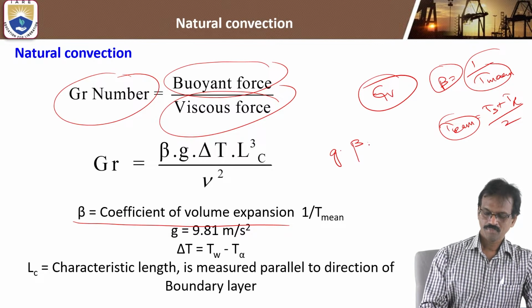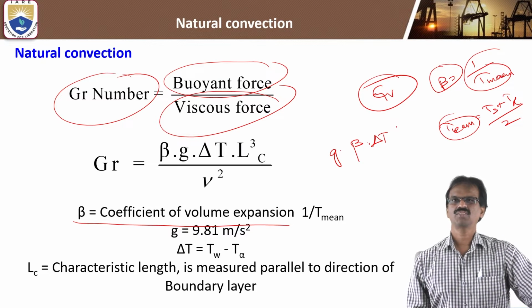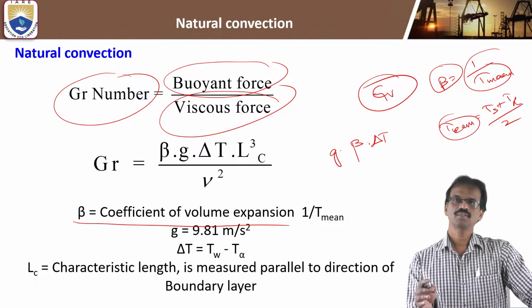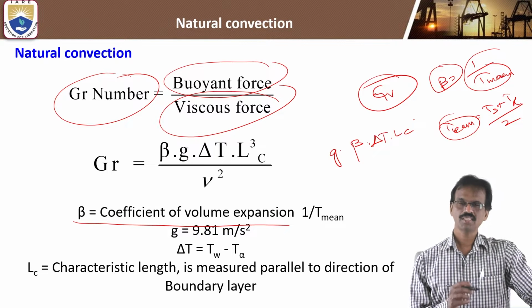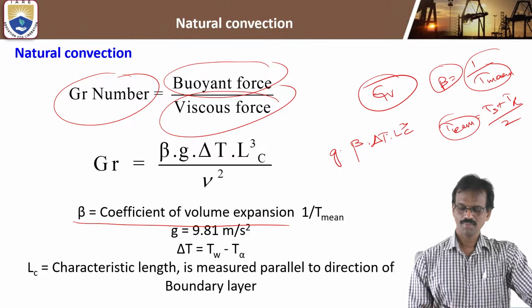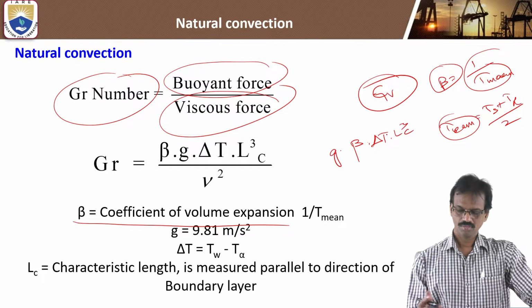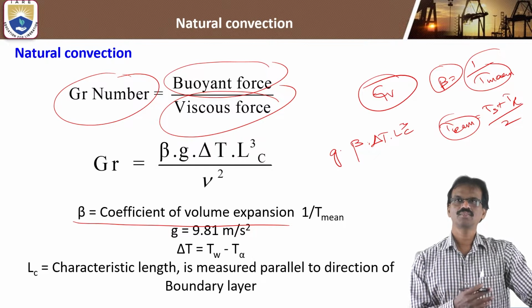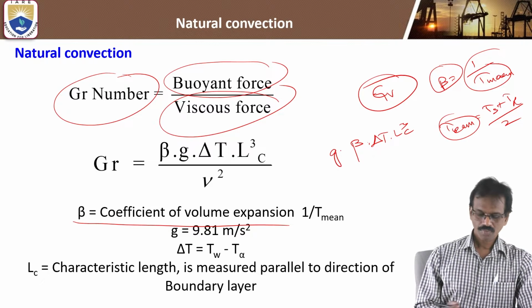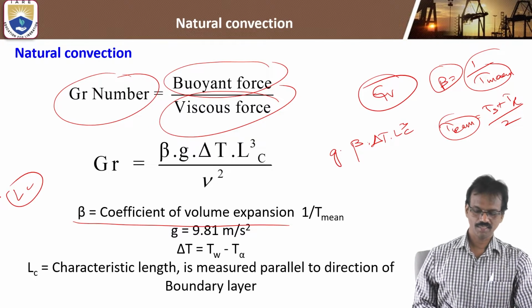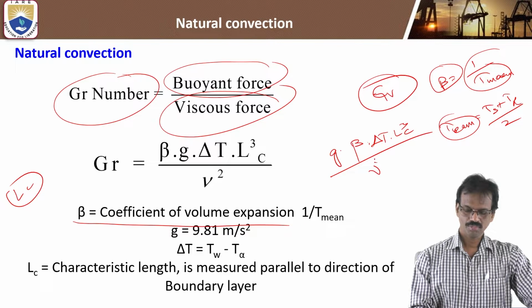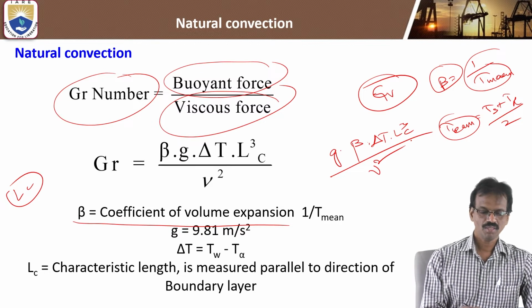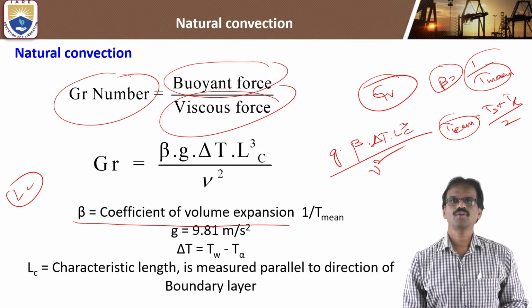Next, delta T, the temperature difference: temperature of the solid surface minus temperature of the fluid. Next, Lc, the characteristic length. We already saw that type of characteristic length in forced convection also. So Lc is very important. It is divided by nu squared, where nu is the kinematic viscosity. So this is the formula for the Grashof number.